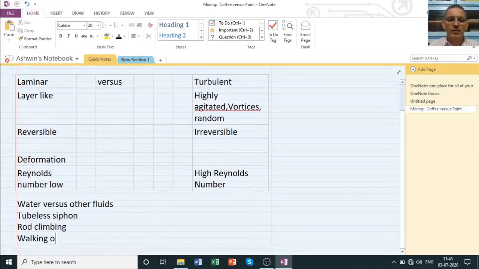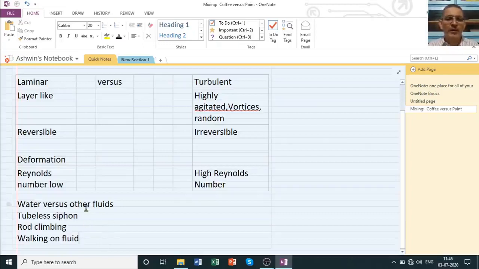Walking on fluid. Right? If you try to walk on water, obviously you will fall inside and get wet. But some other fluids are there on which we can easily walk, and not just we, children, everybody can walk and have fun with that fluid.